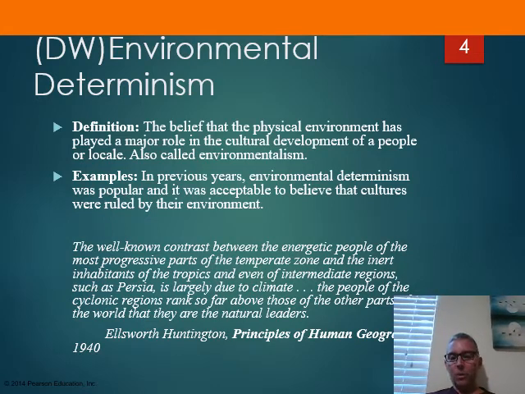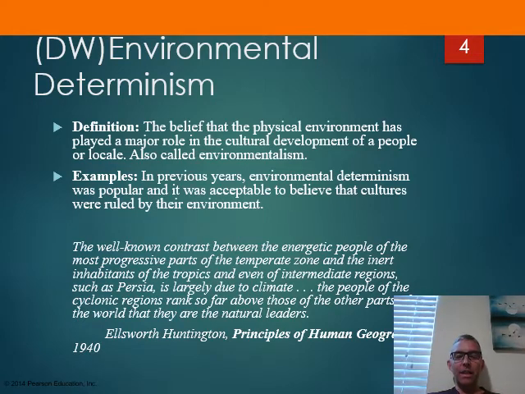And then I want you to see this quote down here by one of the geographers who promoted this idea of environmental determinism. It says, the well-known contrast between the energetic people of the most progressive parts of the temperate zone, which is the colder parts of the planet, and the inert, which means lazy, inhabitants of the tropics and even the intermediate regions such as Persia, which is today Iran, is largely due to climate. The people of the cyclonic regions rank so far above those of other parts of the world that they are natural leaders. That's quite a statement.